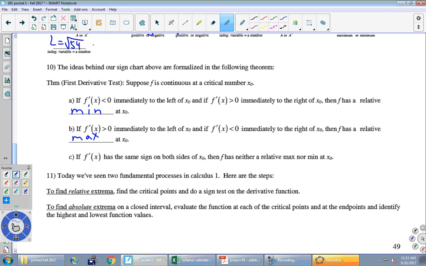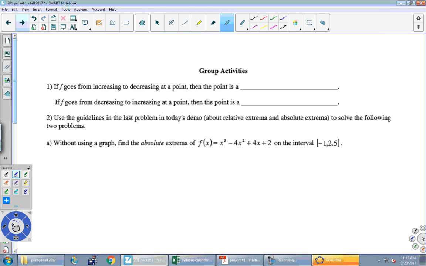Okay, so two fundamental processes in Calc 1. Here are the steps to find relative extrema. Find the critical points and do a sign test. That's what we did up above. Local max, local min. To find absolute extrema on a closed interval, evaluate the function at the critical points and the endpoints, and then pick highest and lowest function values. Okay? All right. Activity starts on the next page. Let's see how far we can get.